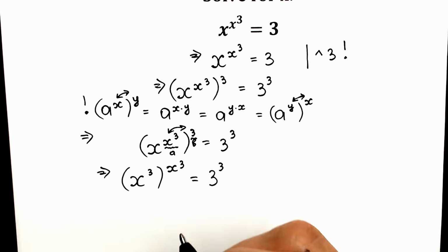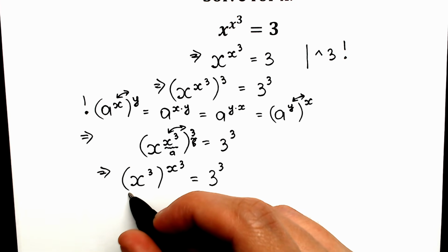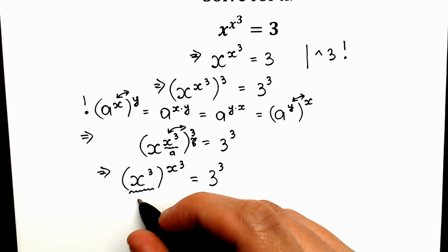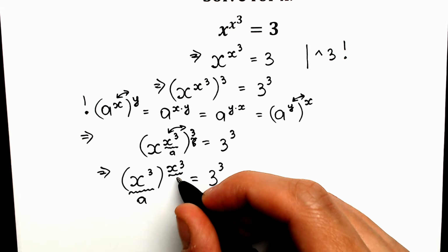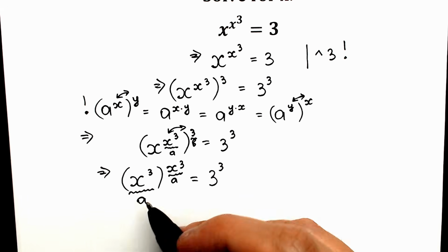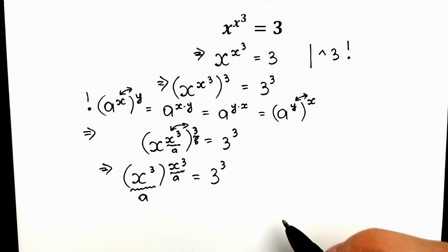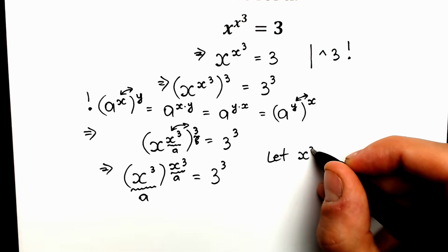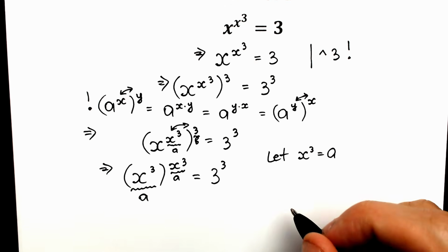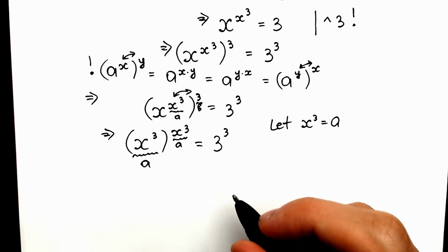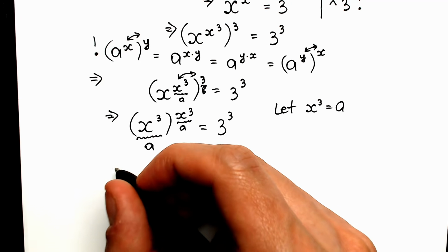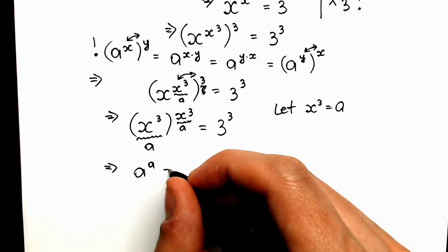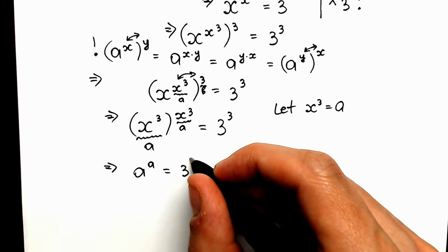And right now, a really easy thing, because we have the same base. If we call this x cubed, for example, a, and this x cubed is also a, basically we have a substitution: x cubed equal to a. So let x cubed be equal to a. Basically we have a really interesting exponential equation. It looks like that: a to the power a equal to 3 to the power 3.